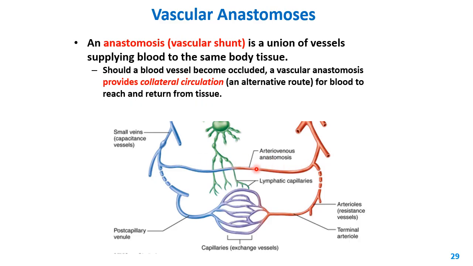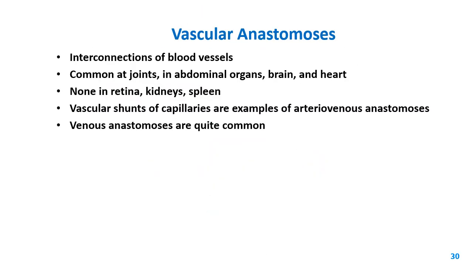Those are arterioles. They're not capillaries, they're just arterioles that go across. All right, here more about your anastomosis: just interconnection of arterioles. You're going to find them in joints, and interestingly also in abdominal organs. And look at this, very important for the brain and for the heart.